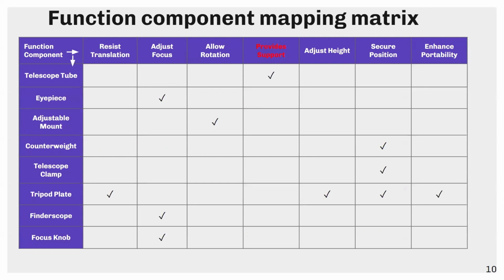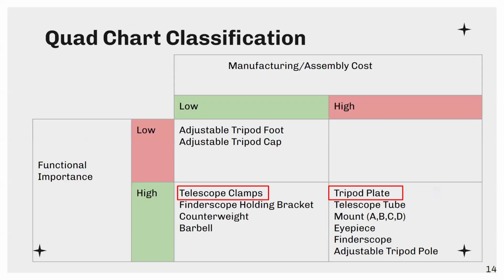Moving on to the function component mapping matrix, it was a tool we used to visually display how each component contributes to key functions, and this aided in our part selection for redesigning for assembly and manufacturing purposes. Next is the quad chart, which helps us to organize primary components based on the manufacturing cost and functional importance, and this was also used in our part selection process.